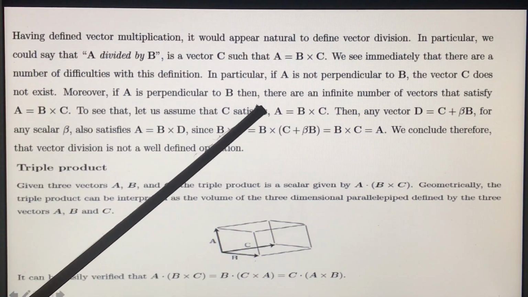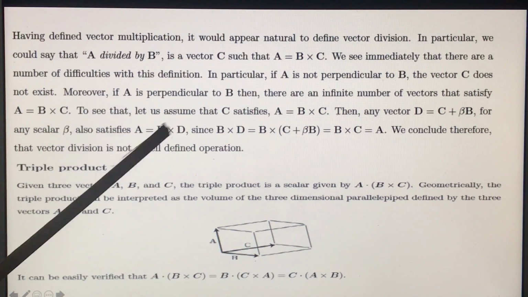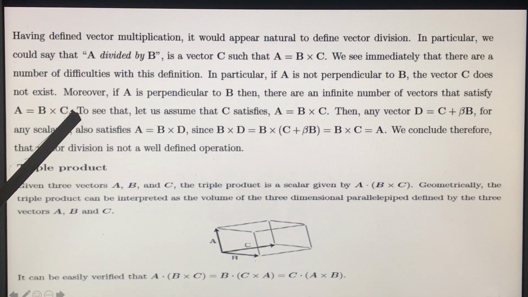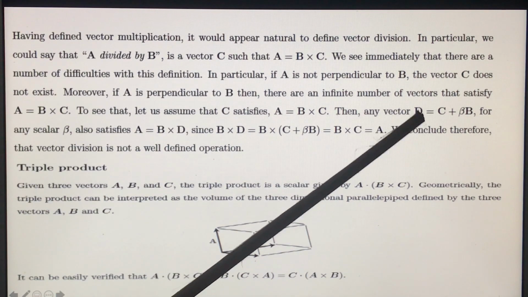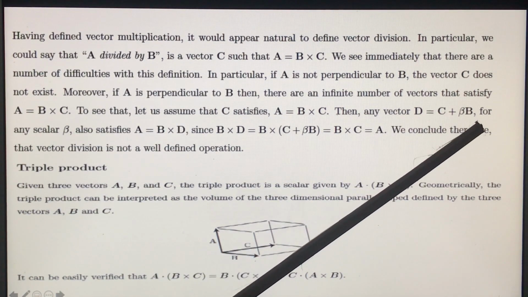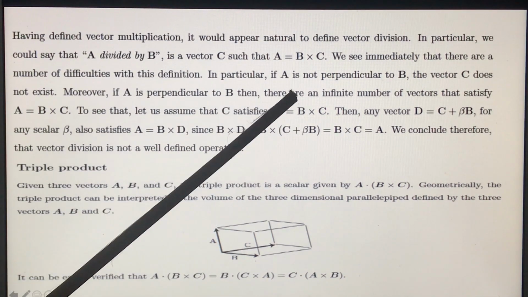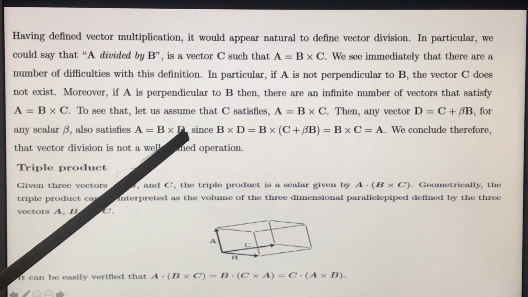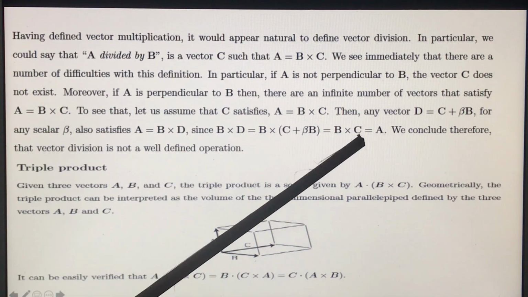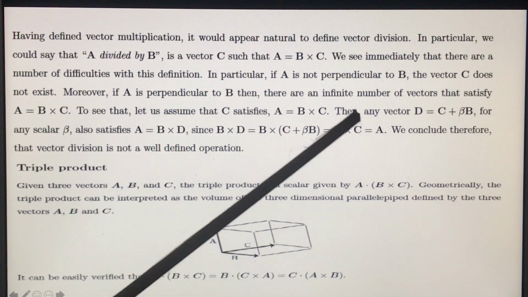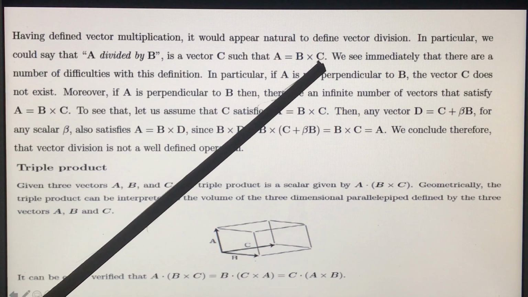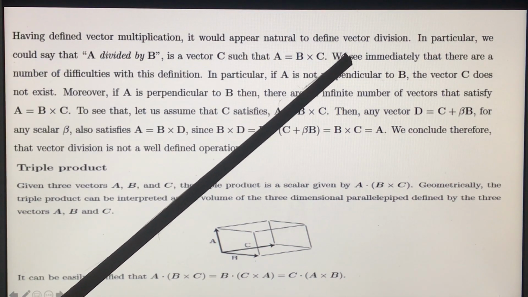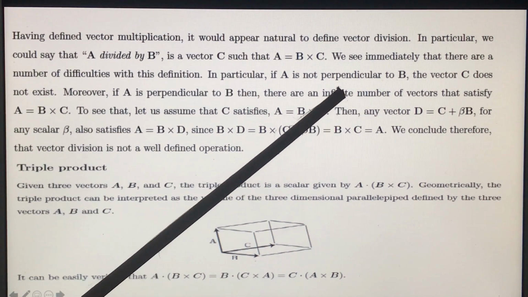Another problem with vector division is that suppose we have a vector a divided by b is equal to c vector, and c satisfies a is equal to b cross c. Then any vector d is equal to c plus beta into b also satisfies the similar condition, because a is equal to b cross d, but b cross d is nothing but b cross c. Okay, so there cannot be any unique vector c which satisfies the condition a is equal to b cross c. Therefore, in vector algebra, vector division is not a well-defined concept.